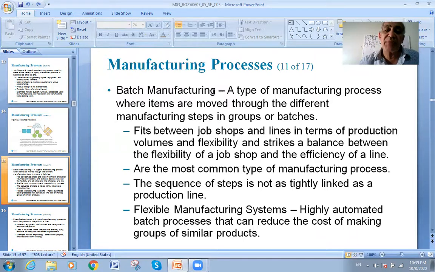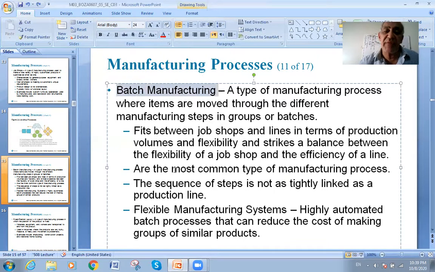The other kind is called batch manufacturing, a type of manufacturing process where items are moved through the different manufacturing steps in groups or batches. So here, you are not moving a product by a product. You are moving a batch of products together, all of them moving to another stage. A package, a batch, many products together are moving.